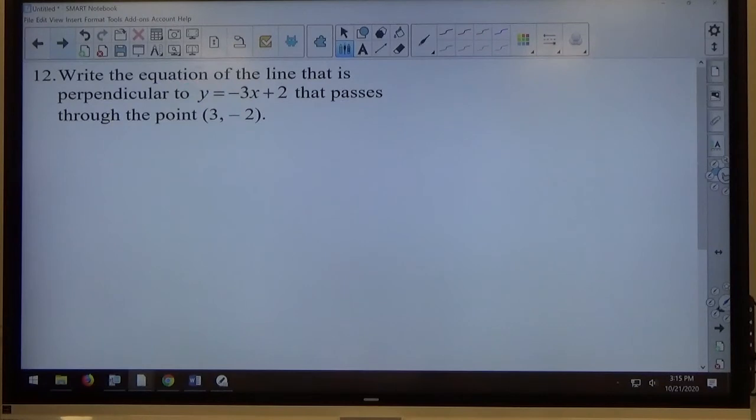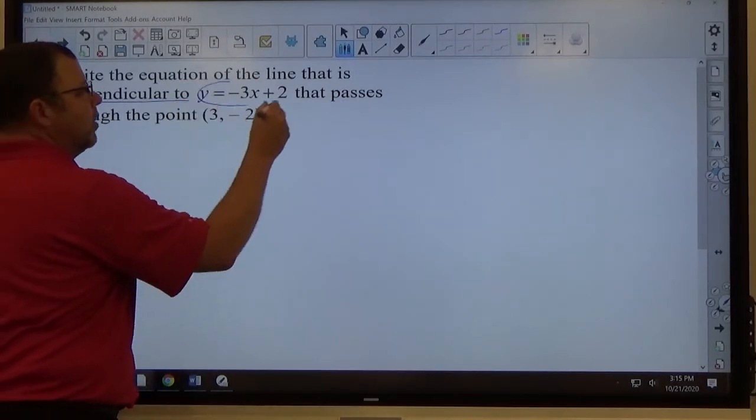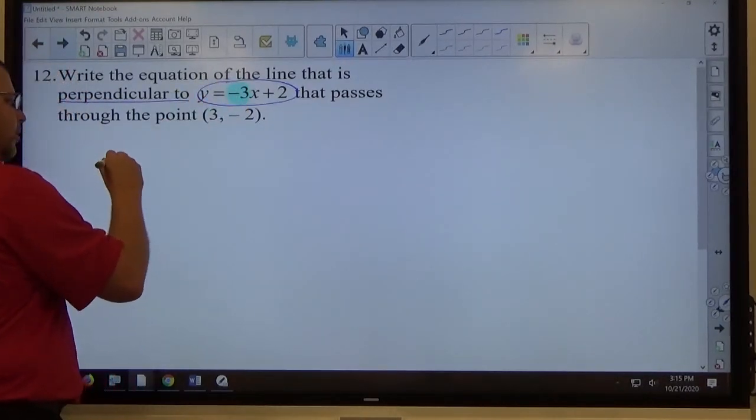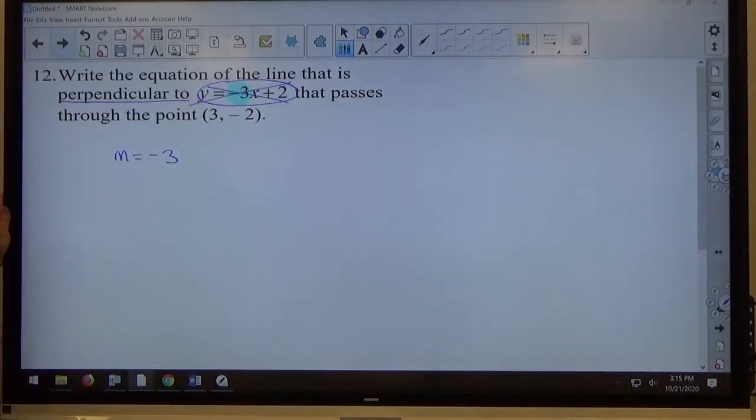Number 12, same basic idea, but this time it says perpendicular to, and it does have the same exact equation here, it doesn't matter. The slope of that equation is still negative 3. So the slope is negative 3. I don't need that anymore. And that's all I'm getting from the equation is the slope, the number in front of x.